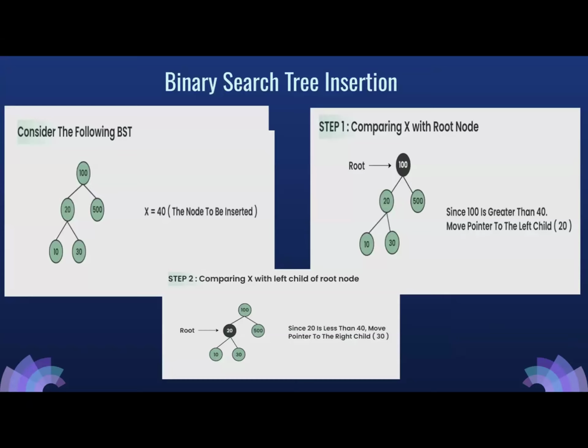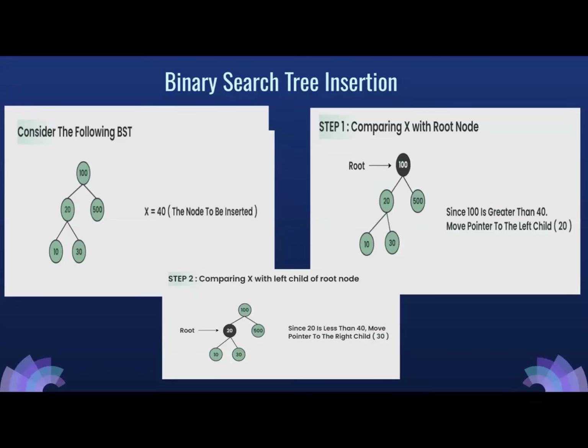All right, inserting into a binary tree, right? So we'll take the following example. Let's say we have 100, 20, 500, 10, and 30. This is going to be our current binary tree, and we want to insert 40. The first thing we're going to do is compare that with the root and see if what we want to insert is either greater than or less than the current node. In this case, since we're inserting 40 and our root is 100, we're going to traverse the tree left and compare it with the next node and so on.